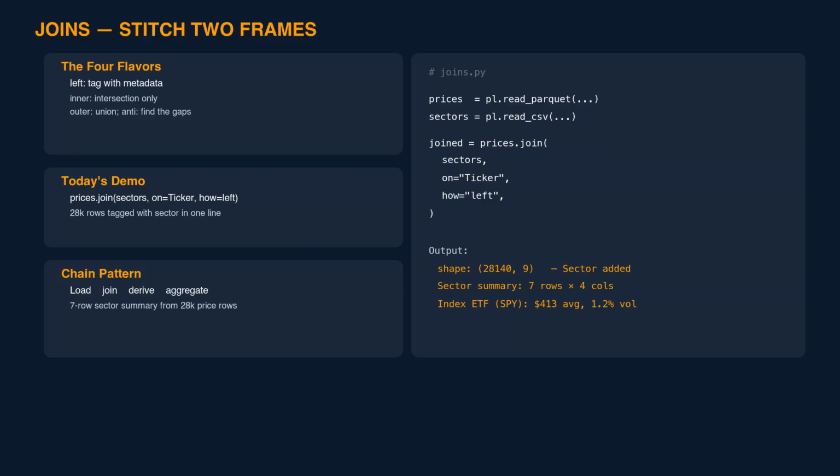Finance data lives in pieces. Prices in one table, sectors in another, fundamentals in a third. Production work is the join. Polars.join is the SQL join you have used 1,000 times.